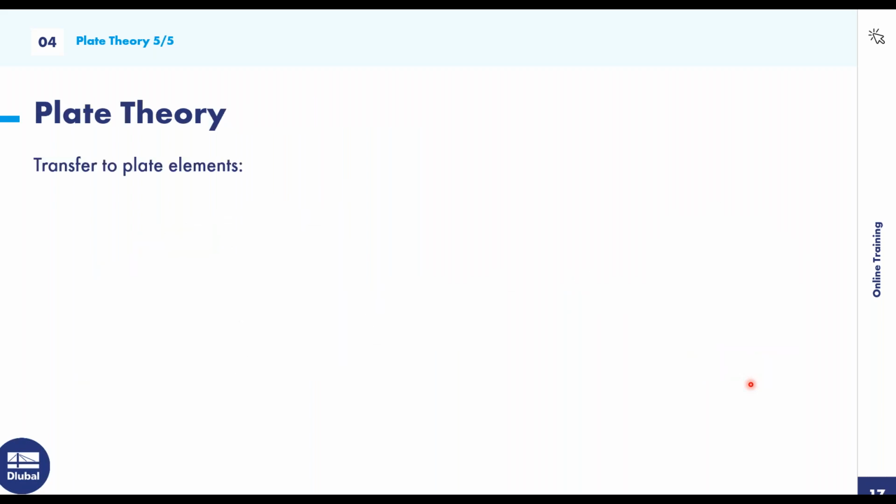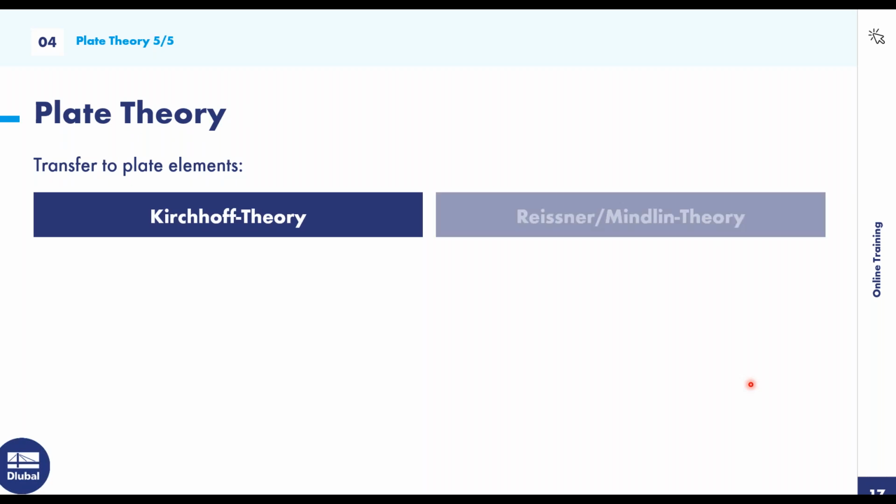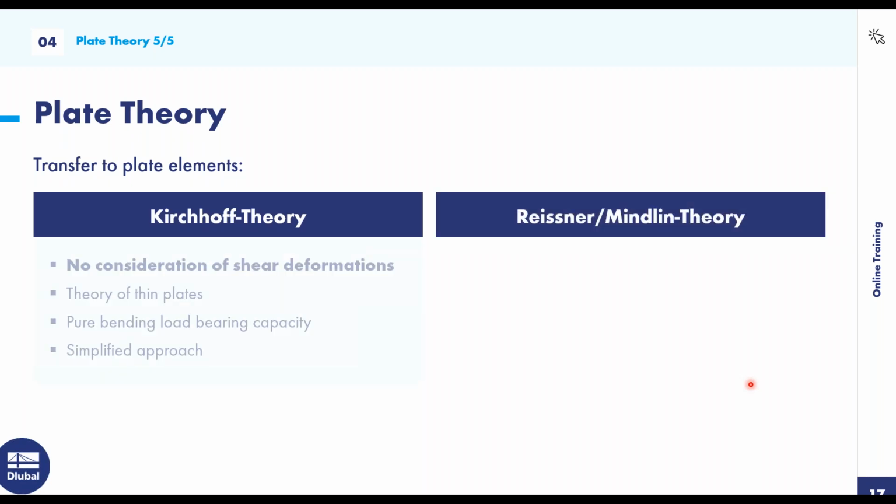So again, we have our two plate theories, the Kirchhoff theory and the Reissner-Mindlin theory. Just to summarize, the Kirchhoff theory has great results when using thin plates. For example, concrete slabs work great. Again, there's no consideration of shear deformations, and keep in mind that this theory only considers a pure bending load-bearing capacity. So this is more of a simplified approach. Keep that in mind when using the Kirchhoff theory.